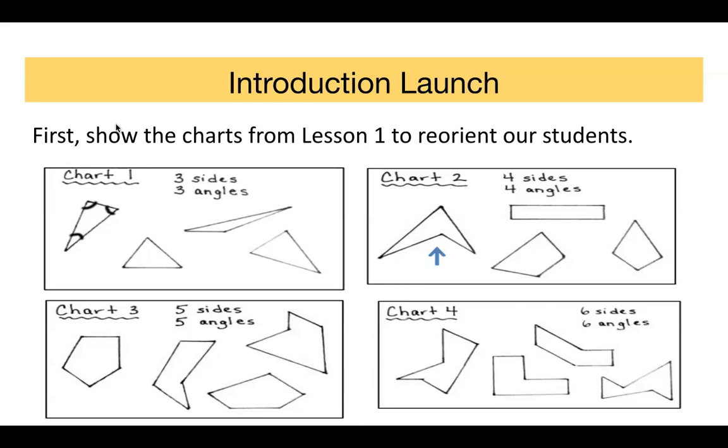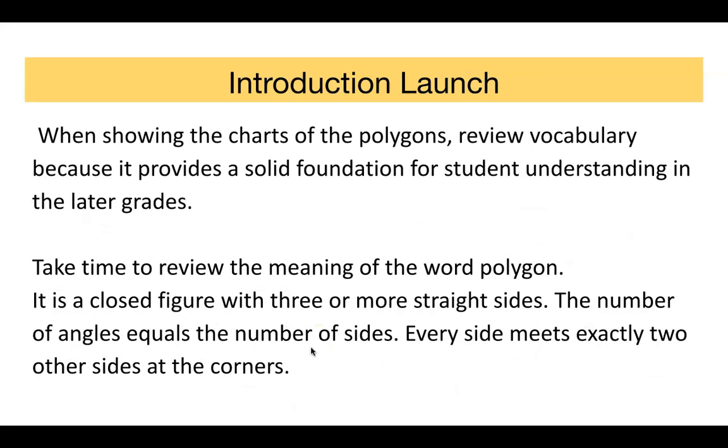I would go over the names of the polygons, the triangles, the quadrilaterals, the pentagons, and the hexagons. And once again, stressing that if it has 3 sides, it'll have 3 angles if it's a triangle, 4 sides, 4 angles if it's a quadrilateral, 5 sides, 5 angles if it's a pentagon, 6 sides, 6 angles if it's a hexagon. Make sure you review the vocabulary because it really does provide a solid foundation for student understanding in later grades.